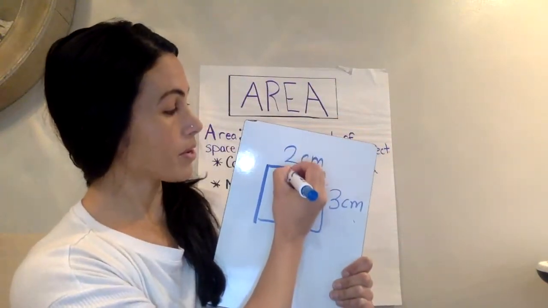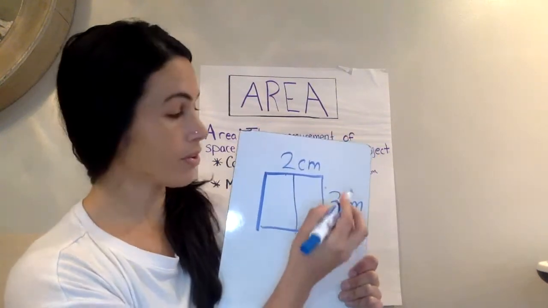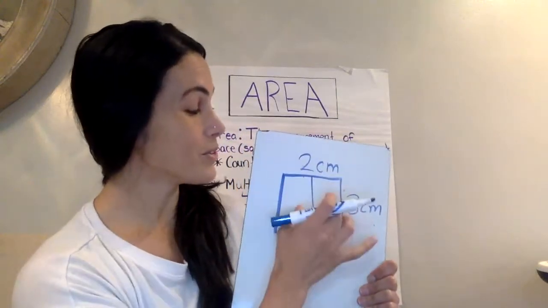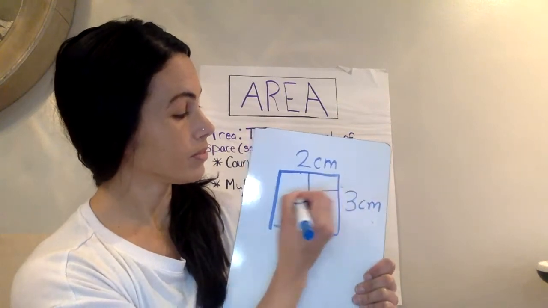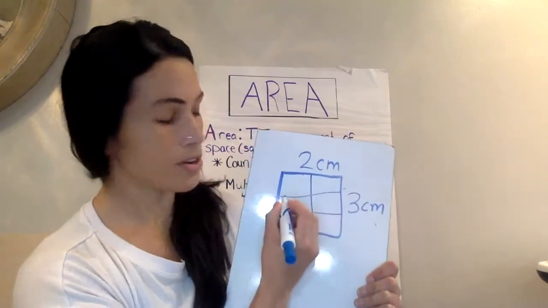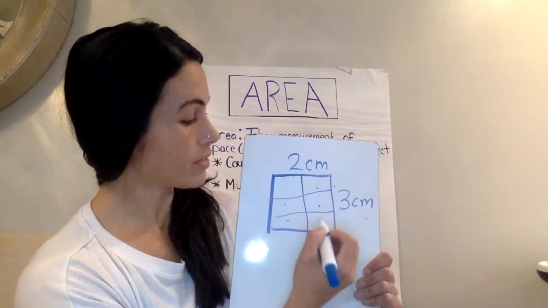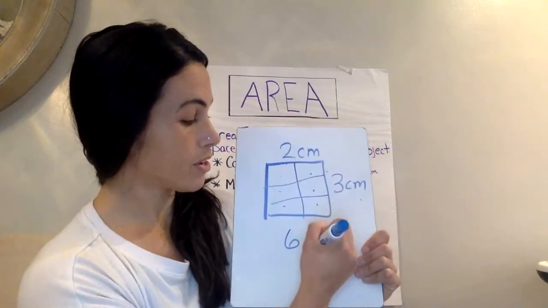Remember the top number is the rows, so you would need 2 rows, 1, 2. And then, columns. You would need 2 columns. And then here, we would need 3 rows. And you can count all the squares that were made. 1, 2, 3, 4, 5, 6. And it equals 6 centimeters.